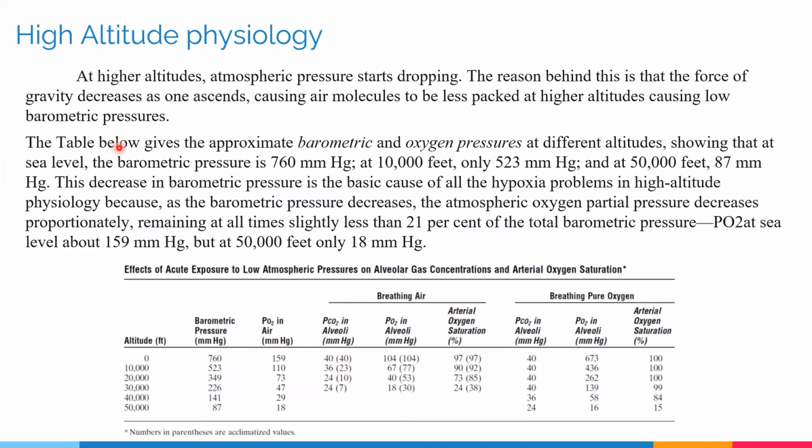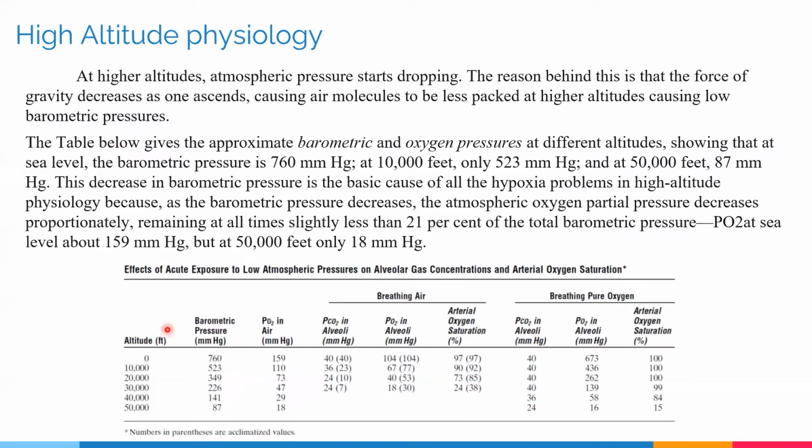So as the force of gravity is acting less and is less powerful as we ascend higher and higher, the effect of gravity on air molecules that pack them together to essentially form the barometric pressure is low. Thus, air molecules at higher altitudes are less packed together and thus produce a low barometric pressure.